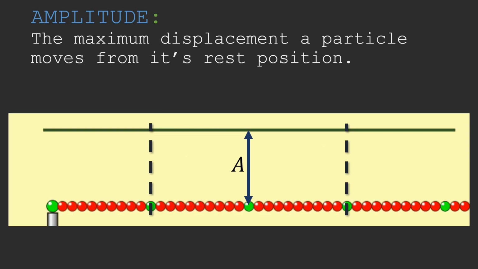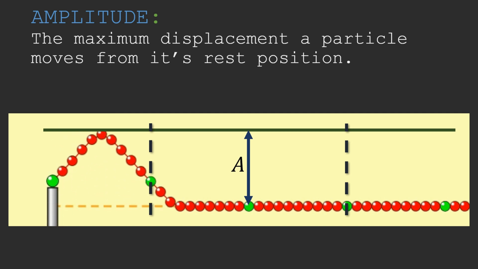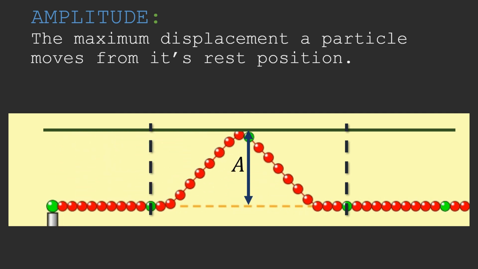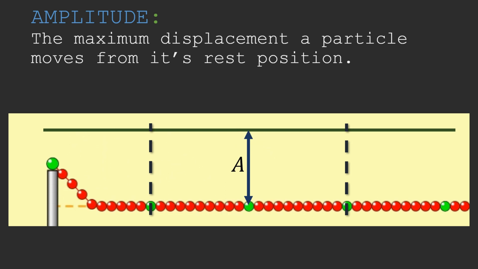We then get amplitude. So amplitude is the maximum displacement of a particle from its rest position. So if we look at this, that green particle there, that is the greatest displacement that it moved away from the normal position.